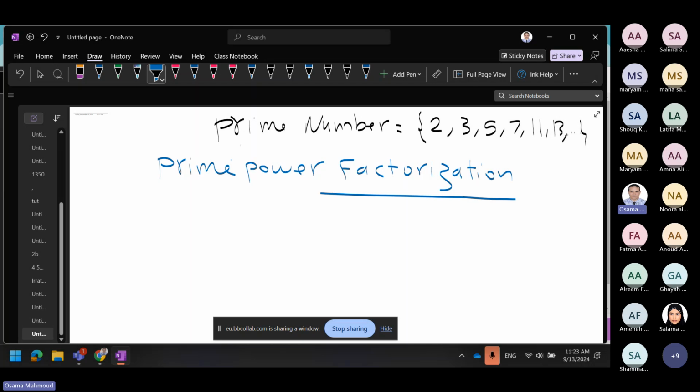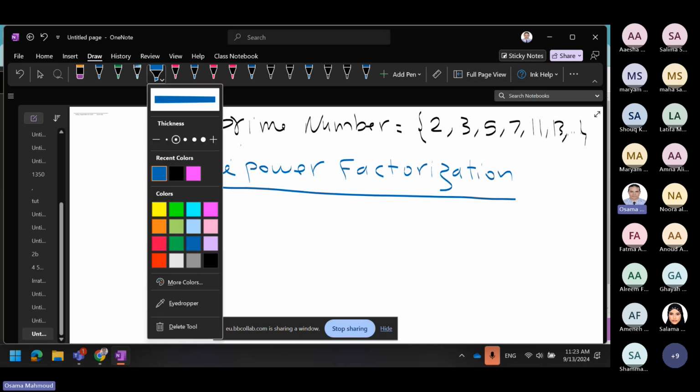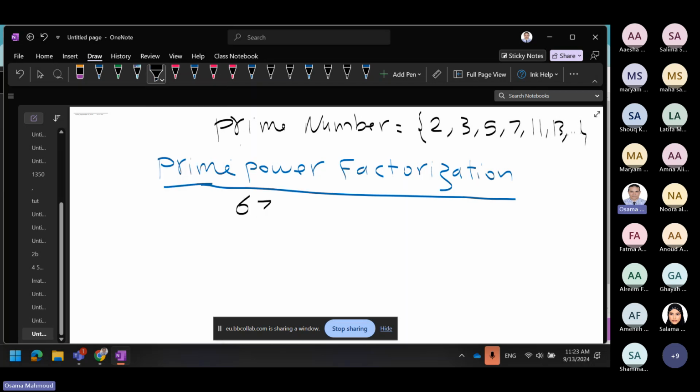How to find the prime power factorization for this number, 675? You have to check if it is an even number, then divide by 2. But this is not even, so I cannot divide it by the first prime number. I have to go for the next prime number, 3. How to know that your number is divisible by 3? Just add the digits together. So I have 18. 18 is divisible by 3, so I can divide it by 3.